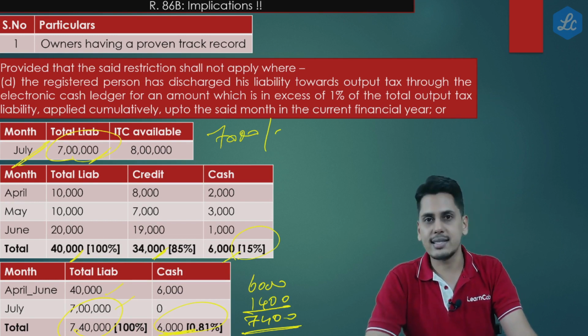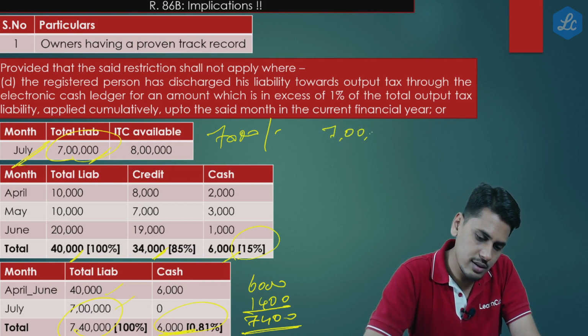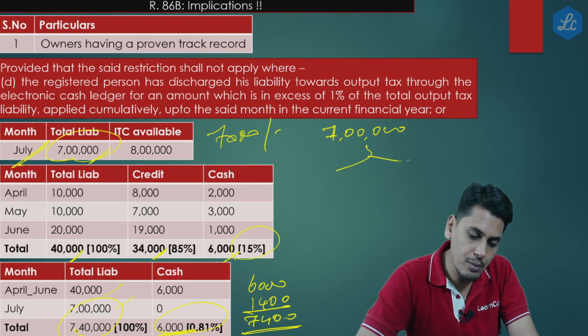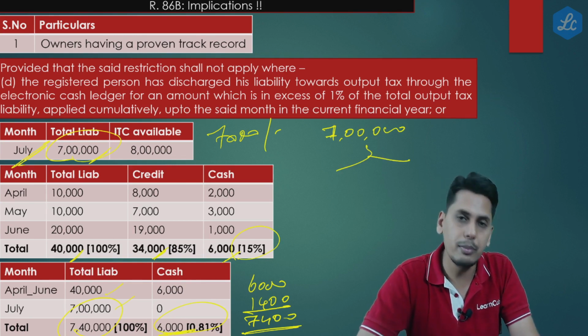So now friends, in this example, here we go. Total liability is how much? 7 lakhs. Out of this total liability, how much I am going to discharge from my credit ledger and how much am I going to discharge from cash ledger?